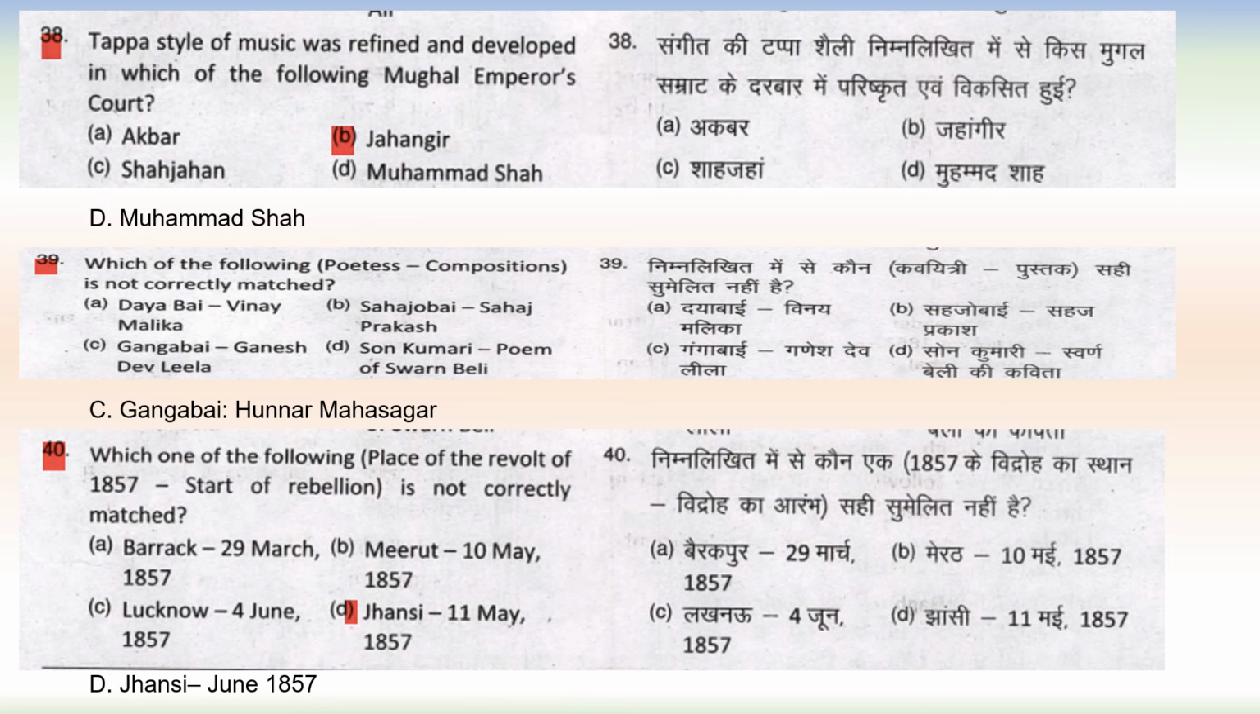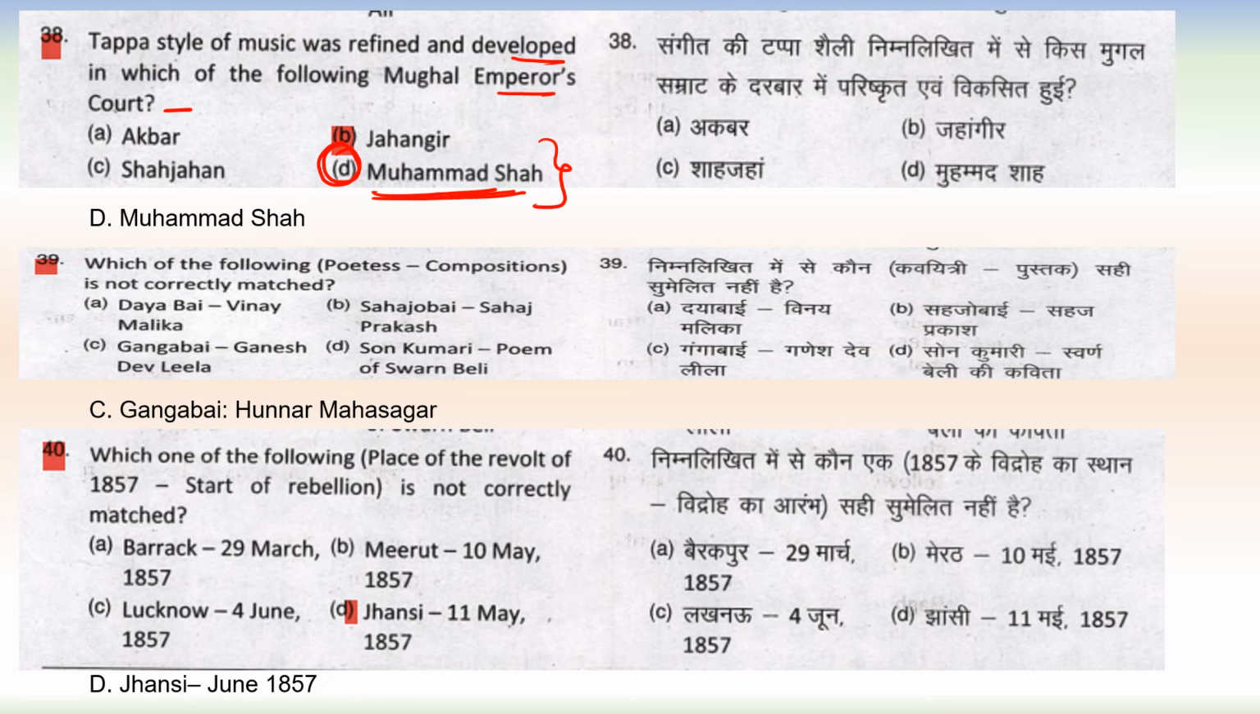Next one. Tappa style of music was refined and developed in which of the following Mughal emperor's court? So this type of music was refined and developed during Muhammad Shah Rangila's time. So Tappa style is very famous in Punjab side. So Muhammad Shah Rangila, during his time, this style was refined and developed.